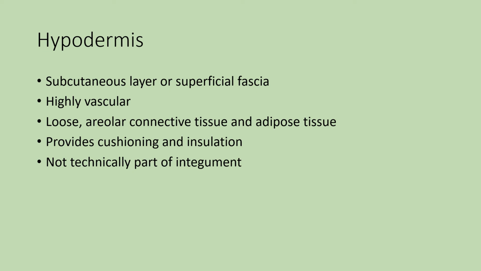The hypodermis, as I said, is sometimes called the subcutaneous layer or the superficial fascia. It has a lot of blood vessels. It has loose areolar connective tissue. It has a lot of adipose or fat tissue. It helps with cushioning. It helps with insulation. As I mentioned earlier, technically it's not part of the integument, but it's always studied with it.